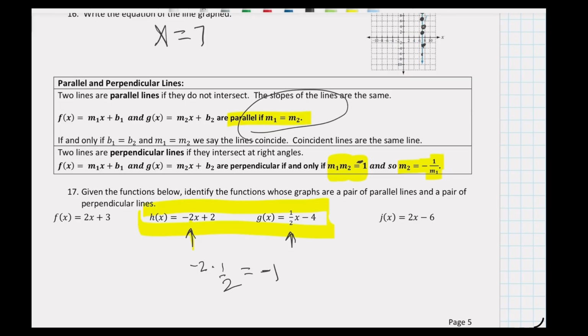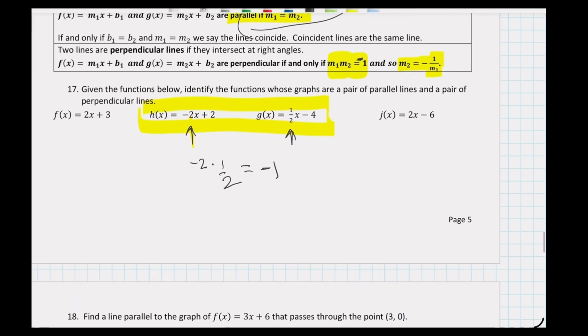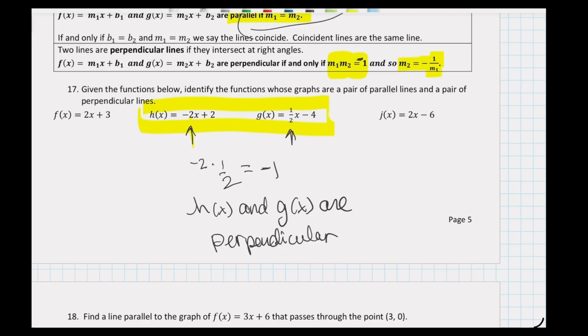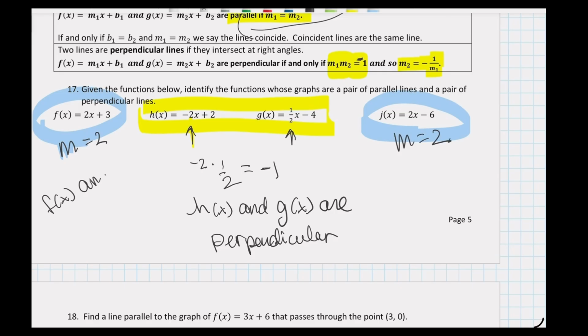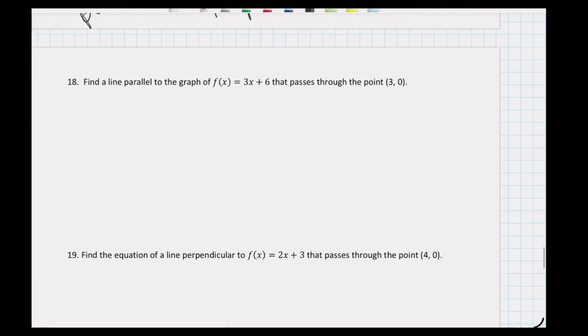If the slopes are exactly the same, then they're parallel. So here I'm going to say h of x and g of x are perpendicular. Here, the slopes are the same. Come on, pencil. F of x and j of x are parallel. Okay.